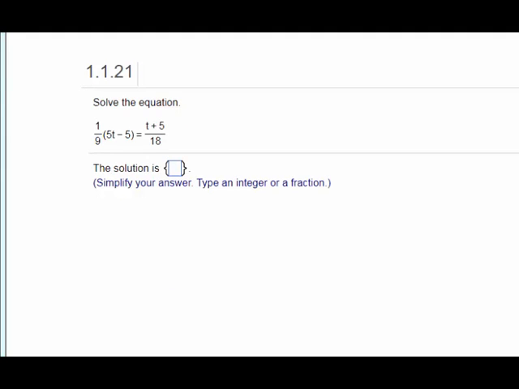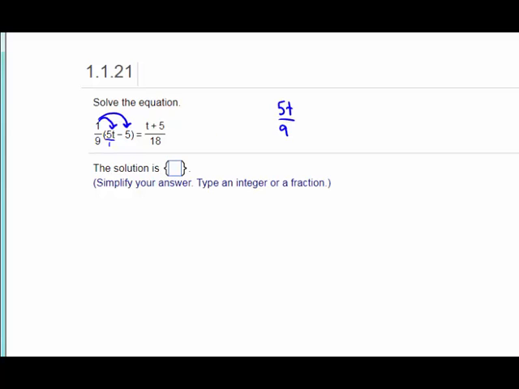Okay, so the next question that we're going to look at also has a fraction, but it also is going to need the distributive property. And so we want to look at how this plays out for both of those things. So I think the first thing that I'm going to do is distribute this 1 over 9 to both of those terms inside the parentheses. So when I multiply 1 over 9 times 5t, remember that 5t is like over 1. So 1 times 5t is 5t. And 9 times 1 is 9.